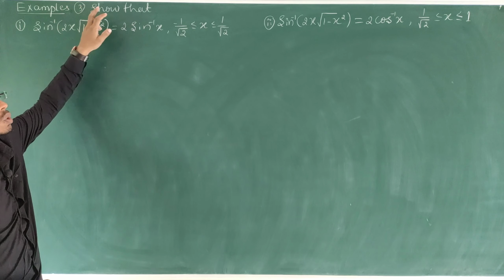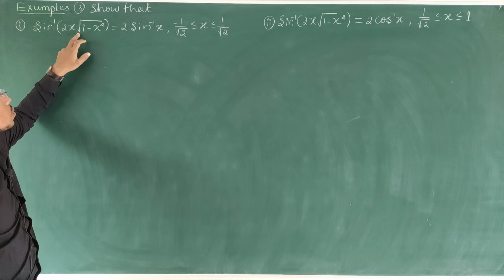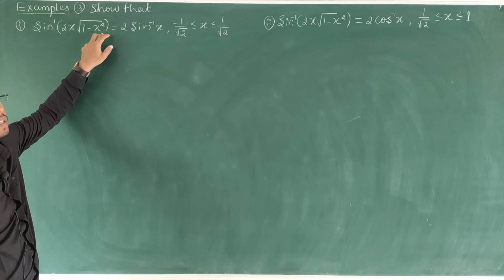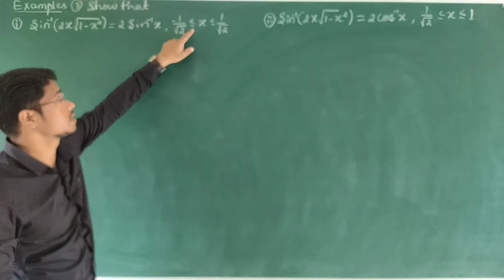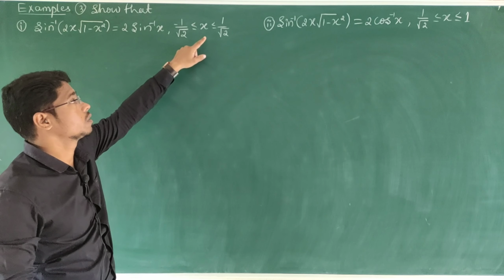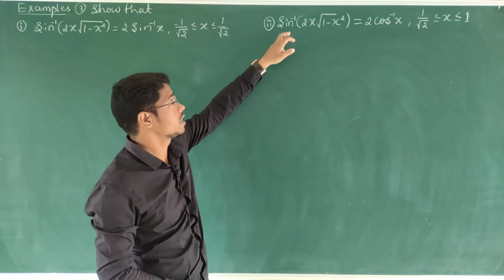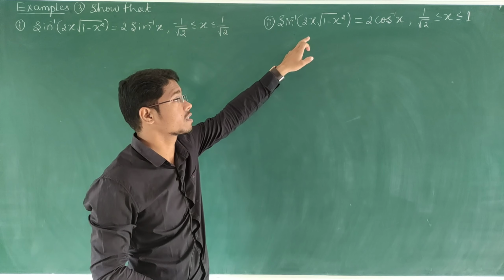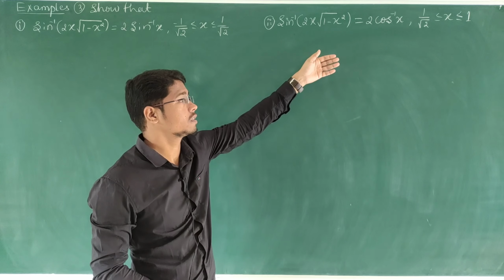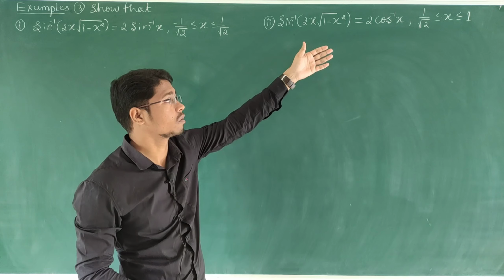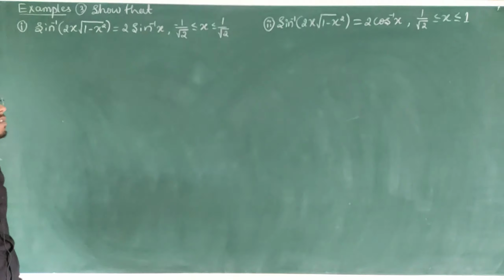Example number 3. Show that sine inverse of 2x times the square root of 1 minus x square is equal to 2 sine inverse x, when x is between minus 1 by root 2 and 1 by root 2. And the second one is sine inverse of 2x times root 1 minus x square is equal to 2 cos inverse x, when x is between or equal to 1 by root 2 and 1. Okay, so let us see the solutions.